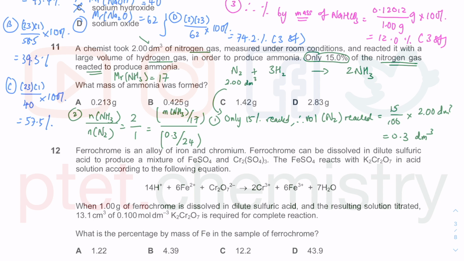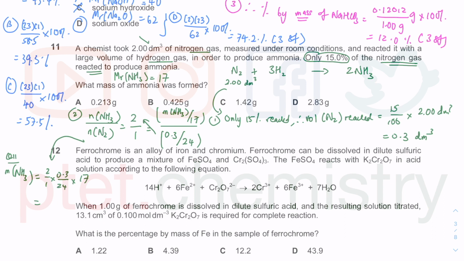So altogether, what I can do is I can rearrange my equation. So the mass of ammonia will be equal to, I bring this up, so it's 2 over 1 times 0.3 over 24 times 17, and you can press that into your calculator.